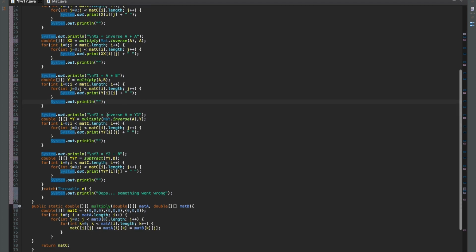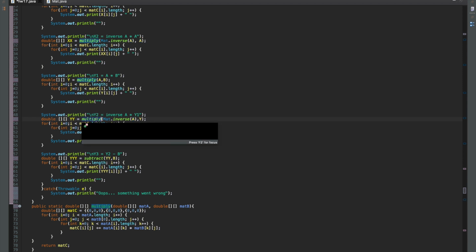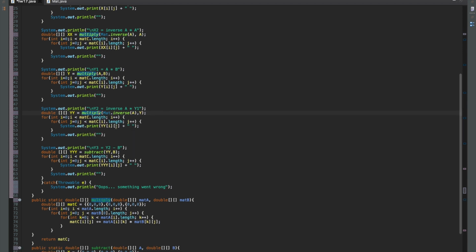For y2 is equal to inverse of a times y1, create double yy, and you call in your mat class and then your inverse method, and you get the inverse of a, and then you multiply it by y, calling in your multiplication method, and then the two for loops, and then you print out your answer.